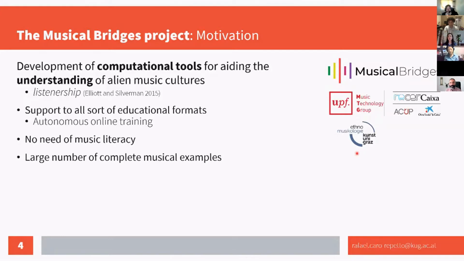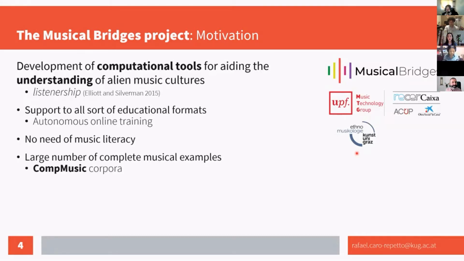We aim to have a large number of complete musical examples. Maybe you are familiar with the Raga Guide for North Indian classical music, which is a fabulous collection of 74 North Indian ragas, but there are shortened examples and only one example per raga. So we aim to have full examples of real performances and many examples for each of the items we cover.